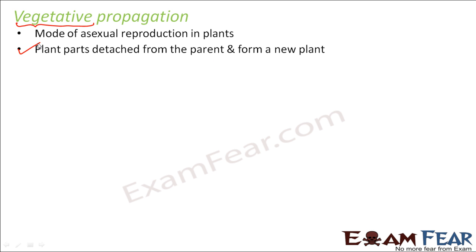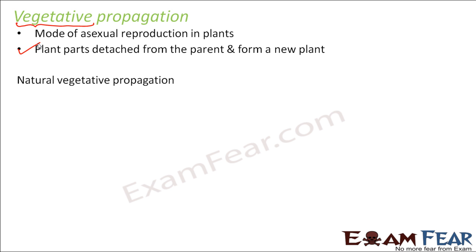So a specific part of the plant is taken from the parent and that part can give rise to a new plant. Now, have you ever come across a situation where you would have seen people take small branches of a plant from somebody's house and plant it in their garden, and after a couple of weeks a new plant grows up? So there are specific plants for which specific parts are capable of giving rise to a new plant. This type of reproduction is known as vegetative propagation.